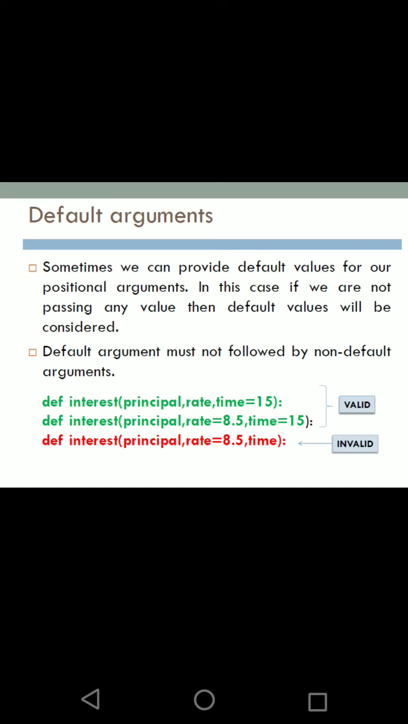Please take care that it should be the rightmost parameter that has a default value. That value will always be used by the function if a new value is not given. Then see the next case: principal, rate and time. You cannot have a default value for a parameter in the middle unless the parameters on the right also have default values. You can see an example.